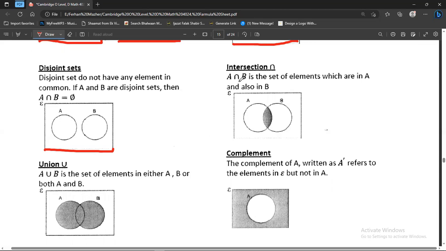A intersection B is the set of elements which are in A and also in B. A intersection B is represented like this. This is the shaded portion which is overlapping. Intersection means the common portion.